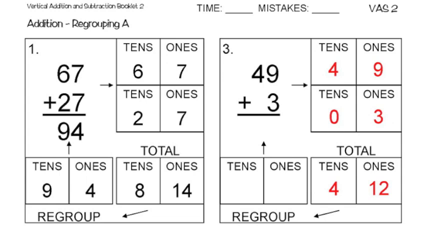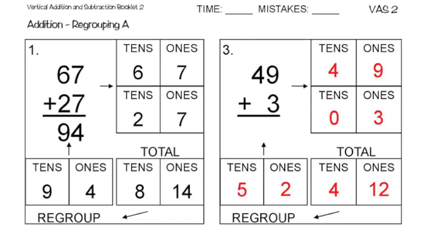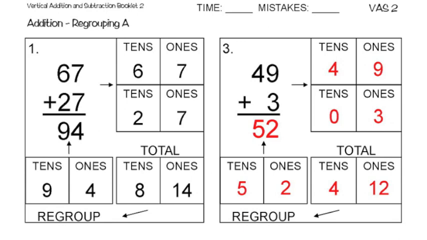So I'm going to say, I can regroup again because I have 12 ones, which is more than 10. So I'm going to take 10 away from 12. I'm going to get 2. And I'm going to add 1 ten into that tens column. So 4 plus 1 gives me 5. So now I have 5 tens and 2 ones. So that's going to be a total of 52.